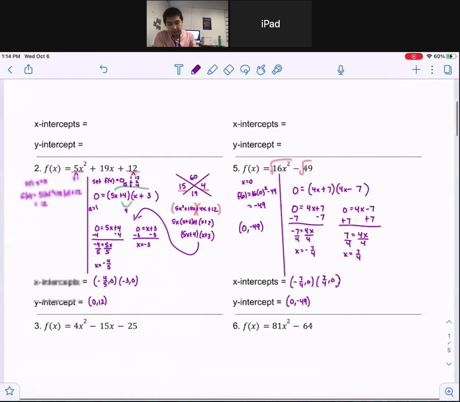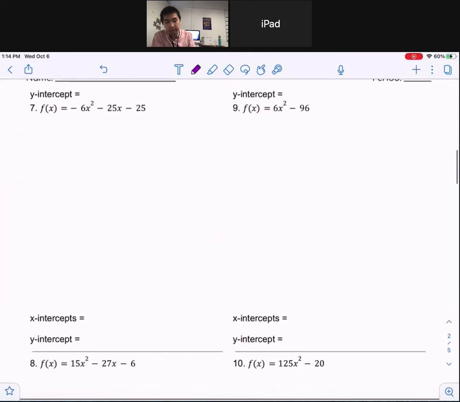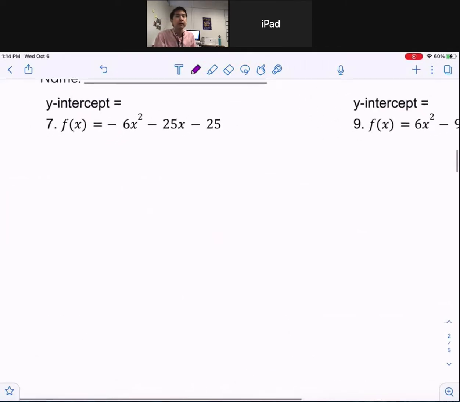Okay. Now let's look at 7 and 9. So for 7, well, let's find our y-intercept. Let's set x equal to 0.